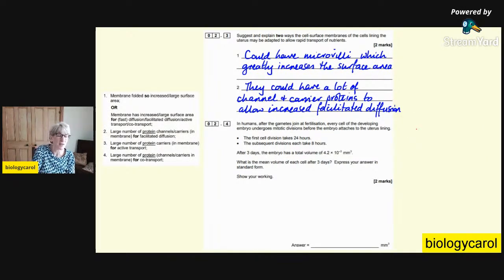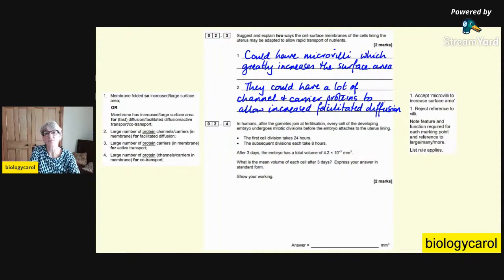So here is where I got the marks. I got the microvilli because of here, and because of facilitated diffusion. I could have also talked about active transport, as I said.